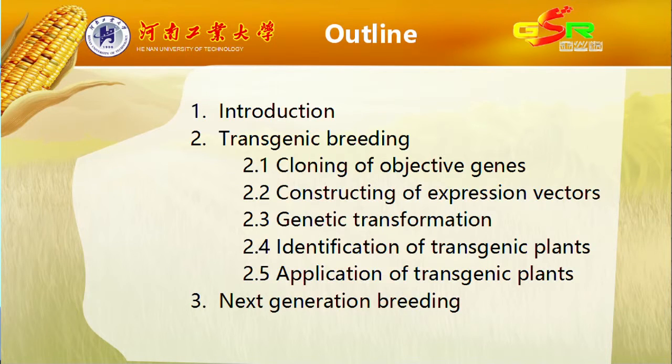Okay, finally, let's have a brief summary. In this lesson, we discussed three sections: the introduction of transgenic breeding or molecular breeding. The second section is the details, steps, and application of transgenic breeding. The last section is the next generation breeding.